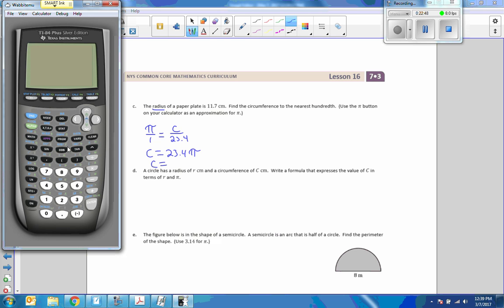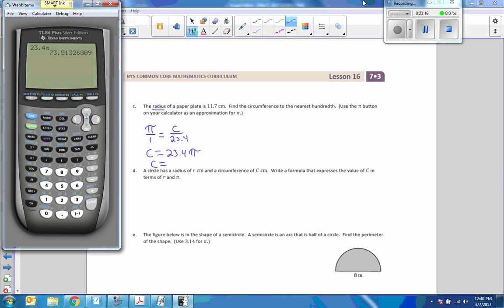Mine has that. The pi button, if you look really closely, it's hard to see here, but it's this blue symbol right above my caret button. So I have to hit the second button and then this button to get pi. So it'll be 23.4 pi. See on my screen, 23.4 pi, and when I hit enter, it will multiply 23.4 by 3.14159 and so on. And that is 73.